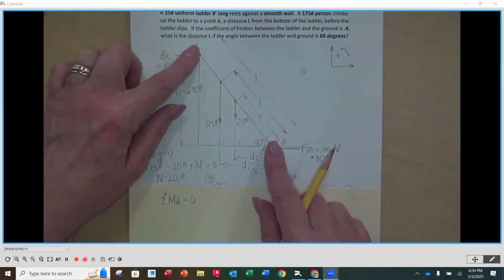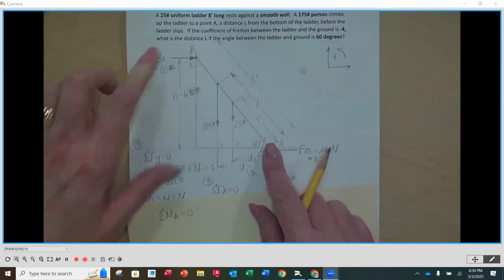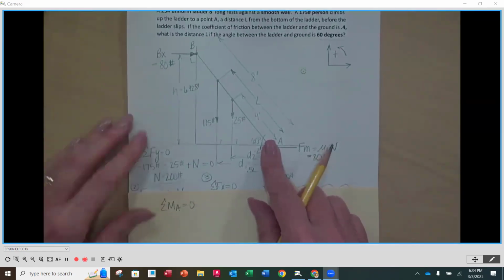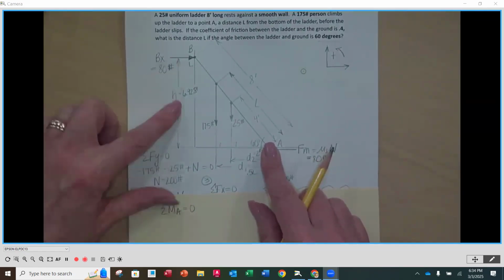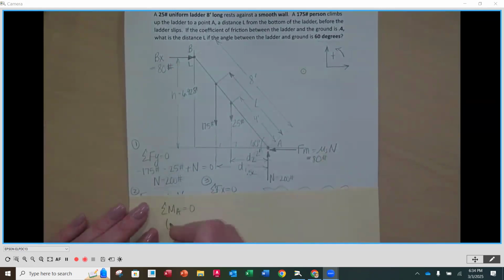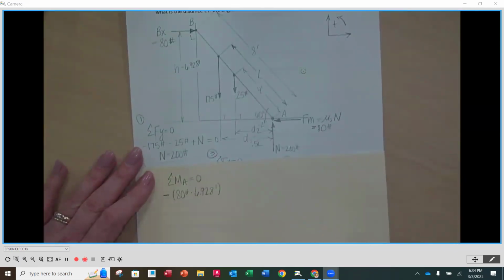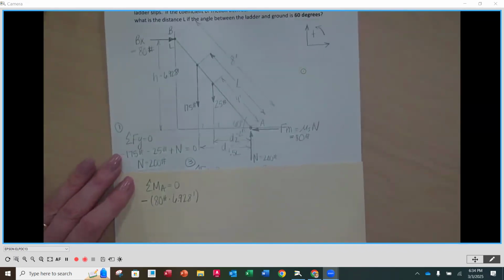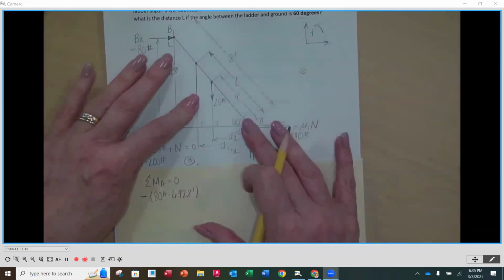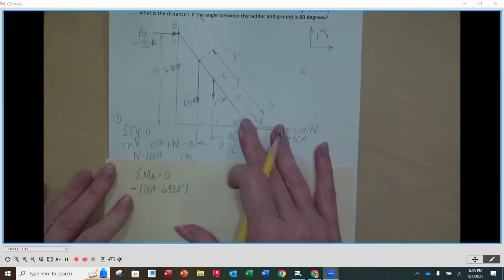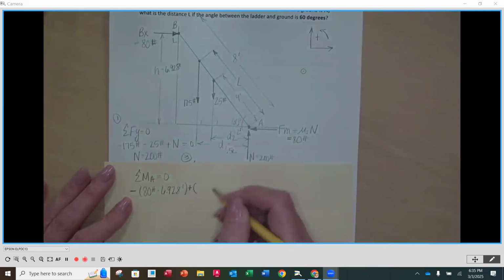So I've got BX. BX is going to rotate clockwise. It has a magnitude of 80 pounds, and its perpendicular distance is the 6.928. So I've got 80 pounds times 6.928 feet, and it is going to rotate clockwise, so that's going to be a negative out front. Put my finger back on A, pull in the direction of the 175. That's going to rotate counterclockwise, so that's going to be a plus this time. 175 pounds times perpendicular distance D1, 0.5 L.